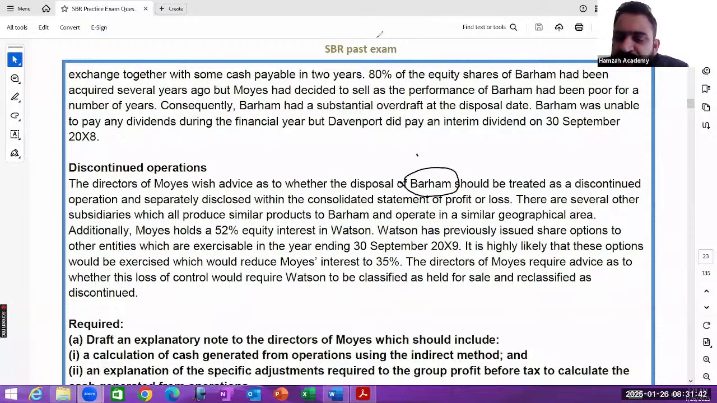Okay, it's a subsidiary, then it means it's a component. Okay, it's an operation. But in order to be a discontinued operation, it is not the only requirement that it should be a subsidiary. It should be a separate product line or a separate geographical area. Or it should be a subsidiary acquired with a view to resale. Now, my next question is, are we as a group of companies withdrawing from a particular geographical area or from a particular product line?